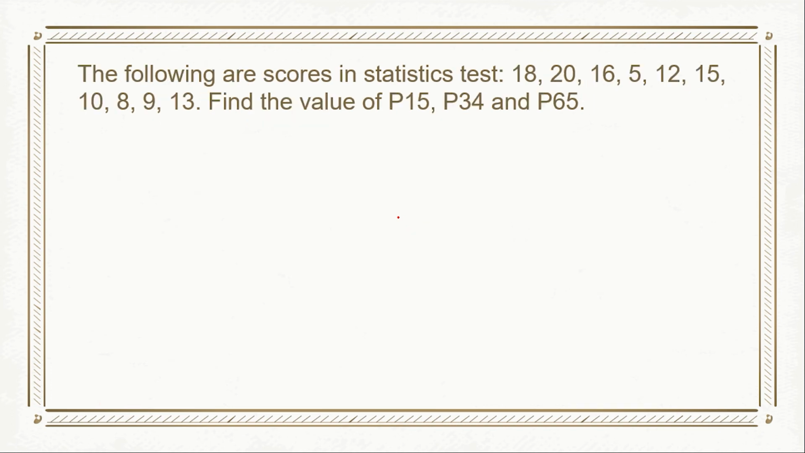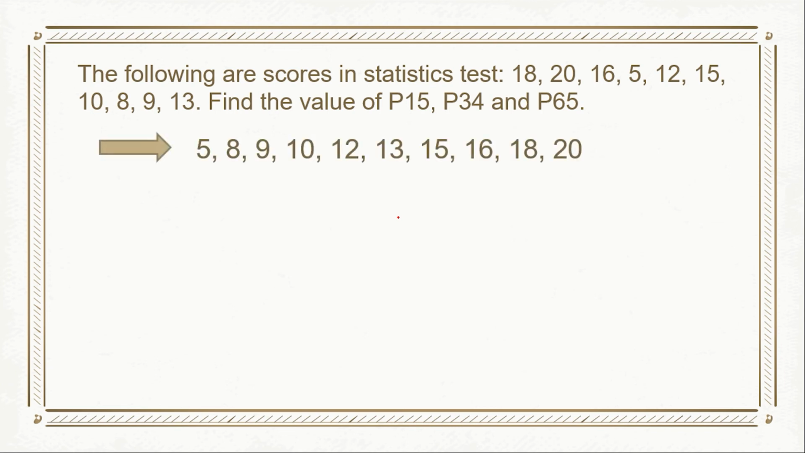The following are scores in statistic test: 18, 20, 16, 5, 12, 15, 10, 8, 9, and 13. Find the value of P15, P30, and P65. So, in here class, we are dealing with percentiles. Okay, so let's arrange the values in ascending order. So, we have 5, 8, 9, 10, 12, 13, 15, 16, 18, and 20. And the value of our n is equal to 10 since yung total number data which is 10.